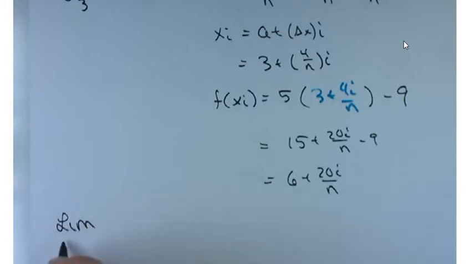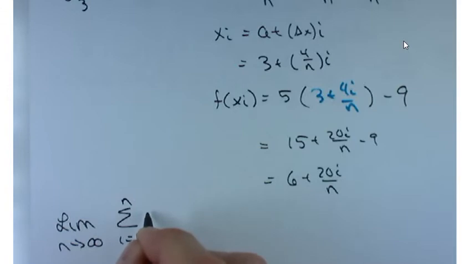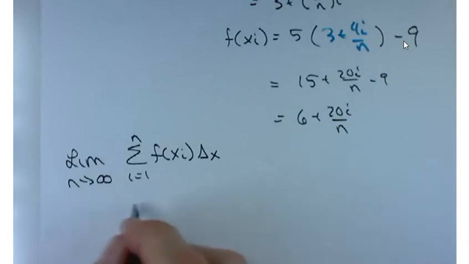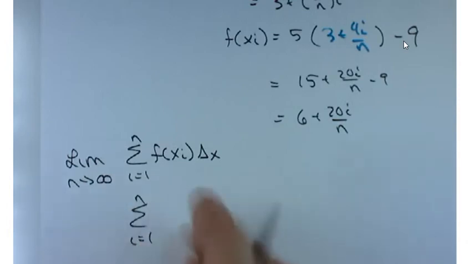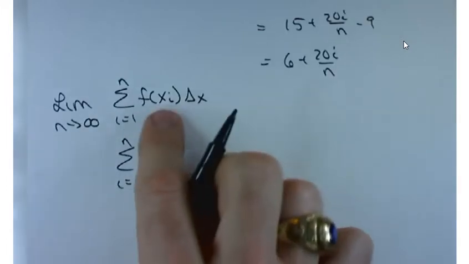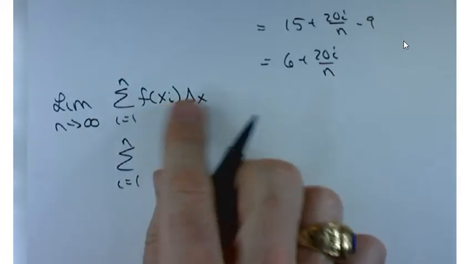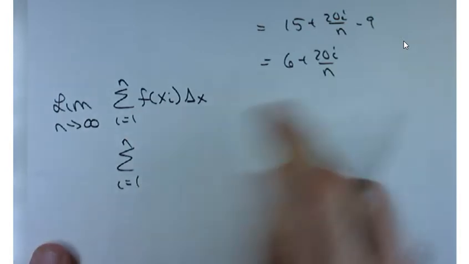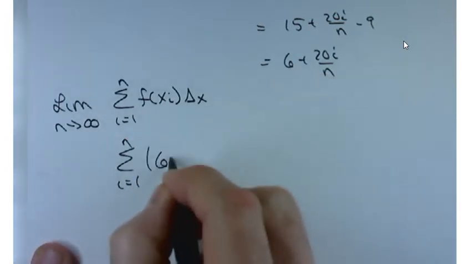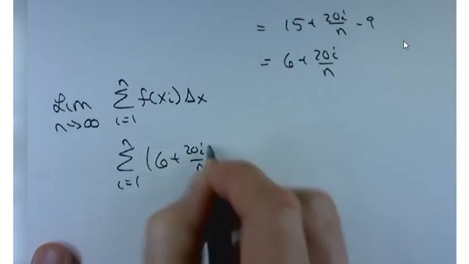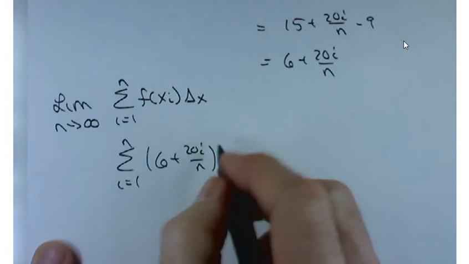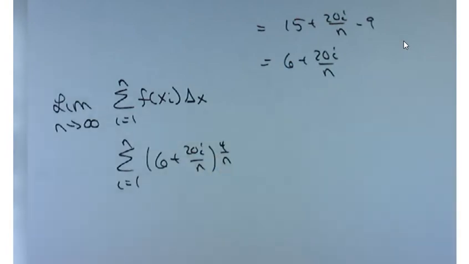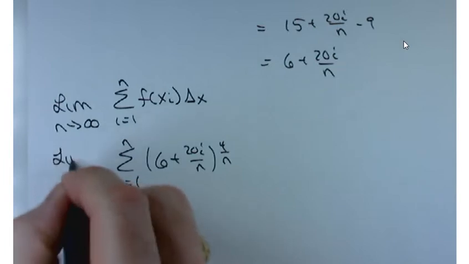Let's form our limit. Limit as n approaches infinity of the sum from i equals 1 to n of f of x sub i times delta x. That's just coming from the definition. This is the height of your rectangle times the width. So the height is this function right here, 6 plus 20i over n, times the width, which is 4 over n. And there's still a limit here.